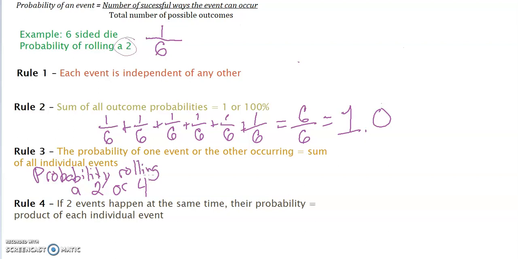So the probability of rolling a 2 is 1 out of 6. The probability of rolling a 4 is also 1 out of 6. So if you see "or" in the middle of a sentence, if we're talking about one event or another happening, then what we can do is add these two probabilities together, these two fractions. So that is why this is referred to as the addition rule.